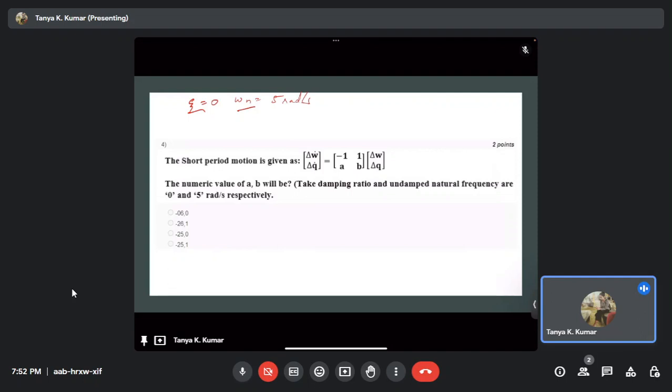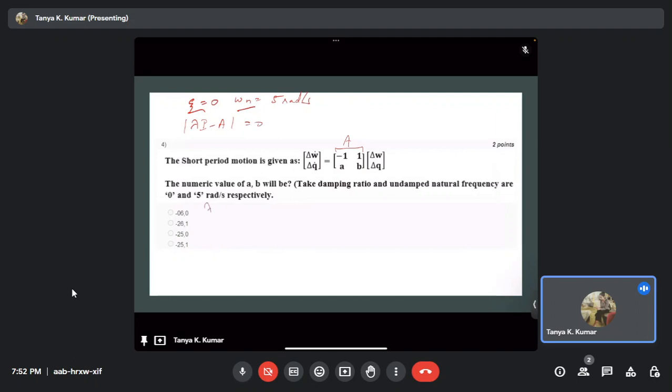Did you find out the characteristic equation in terms of A and B? Okay, let's just do it. If this is the matrix A, then the determinant of lambda I minus A is 0. So what do you get?